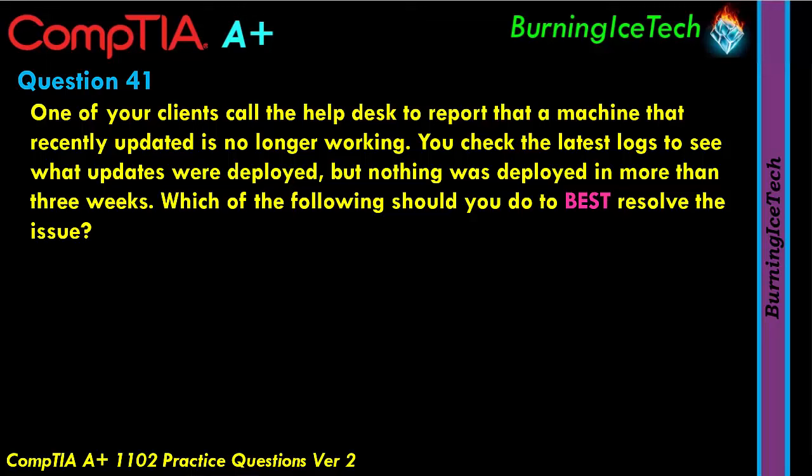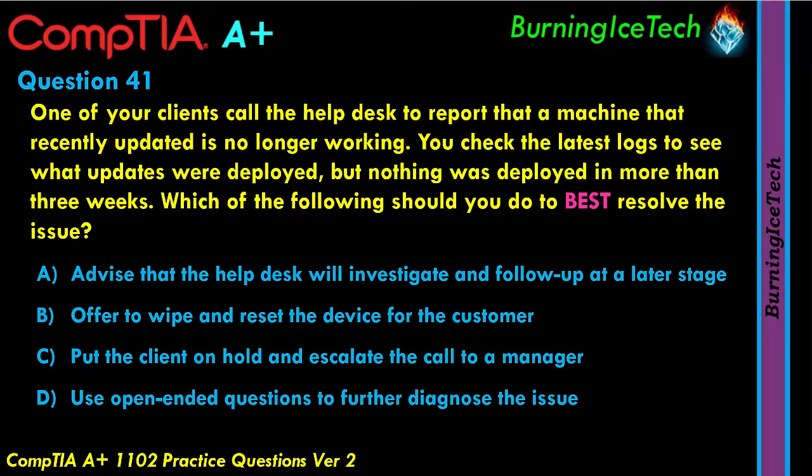Question 41. One of your clients called the help desk to report that a machine that recently updated is no longer working. Uh-oh. You check the latest logs to see what updates were deployed, but nothing was deployed in more than 3 weeks. Which of the following should you do to best resolve the issue? Alright, so this client thinks it was an update. They called our help desk, and when we check the logs, we see it wasn't an update because this machine hasn't updated for the last 3 weeks, so it's probably something else. Now we need to try and figure out what it is. So what is the best thing to do to resolve this issue?